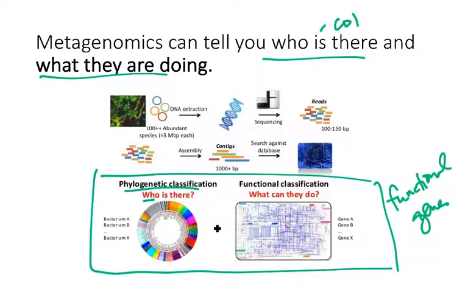So if we're using the same example of bat poop, we might want to know not only what bacteria are present in the poop of that bat, but also what type of things those bacteria are doing. What type of processes they're doing. Are they breaking down certain types of metabolites or producing certain types of metabolites? And with metagenomics, we're able to get both types of information. What bacteria are there and also what they're doing, what functional pathways they are involved in.